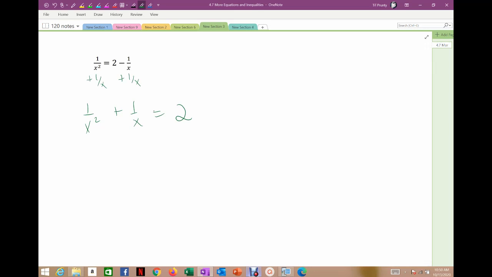Then there are a couple of different ways you can solve it. You could combine the fractions, or you could clear the fractions. Again, it's up to you. There's more than one way you could do this.